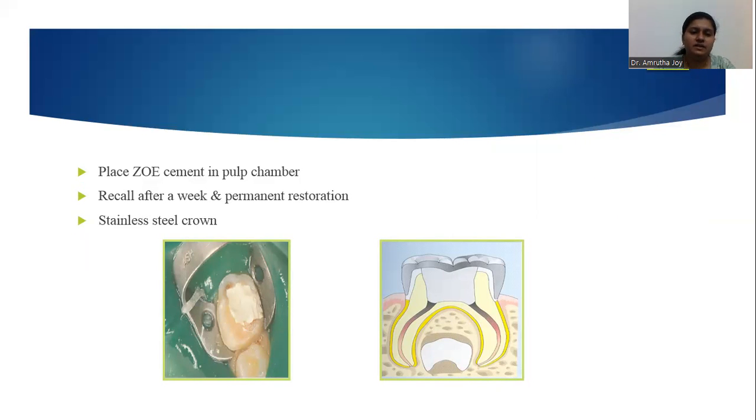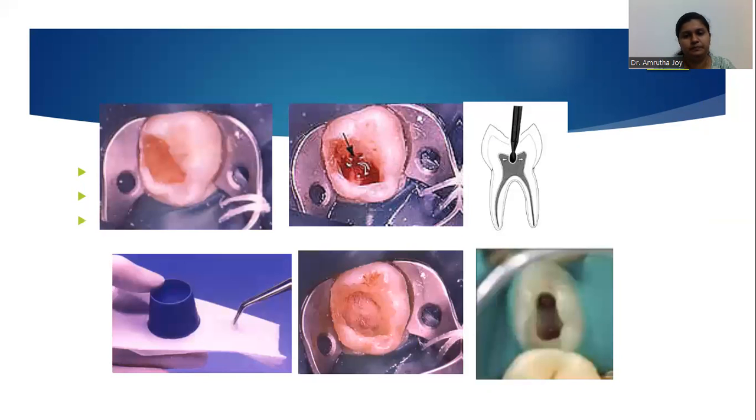After that, place zinc oxide cement in the pulp chamber. Recall after a week for permanent restoration, that is a stainless steel crown.